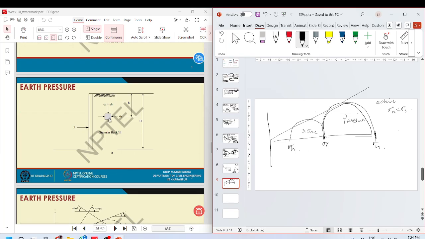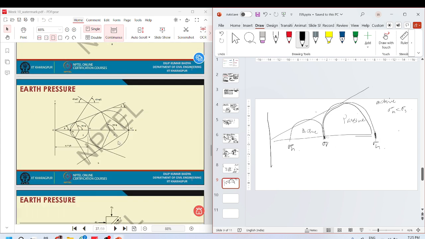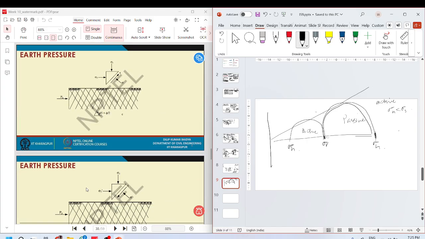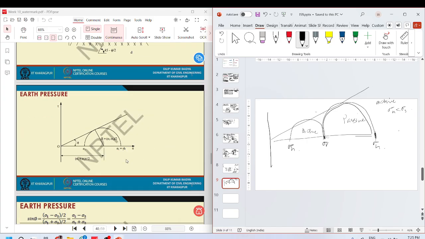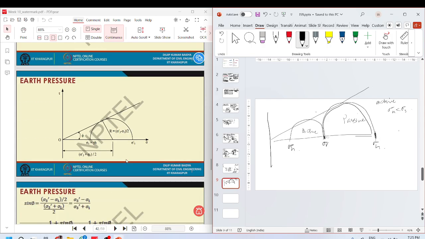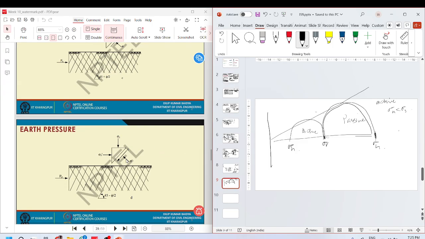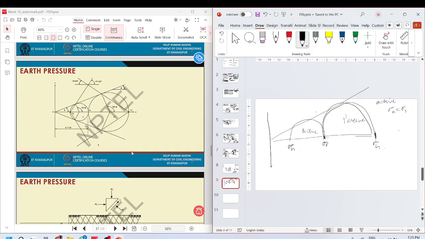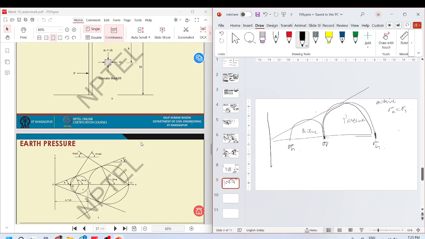Okay, it's okay. So this is the granular backfill. This is the H. You know the sigma 1 will be gamma H, and here sigma 3 will be K times gamma H. This is the thing that I wanted to mention: the angle of failure plane based on whether it is active pressure or passive pressure.